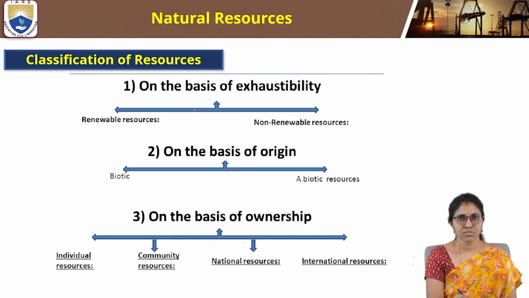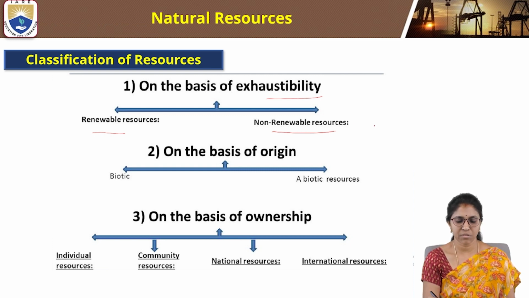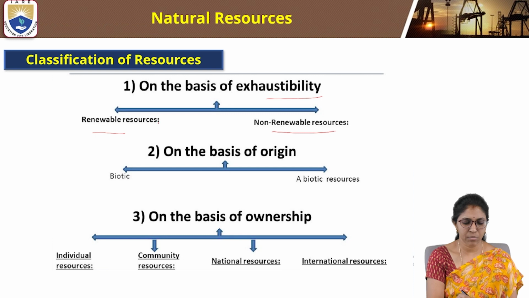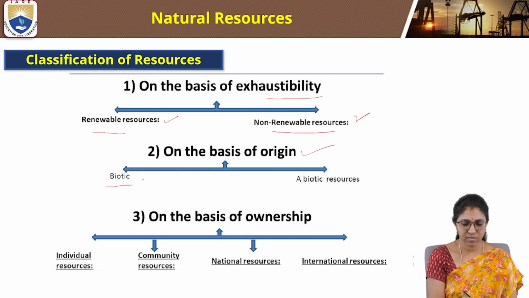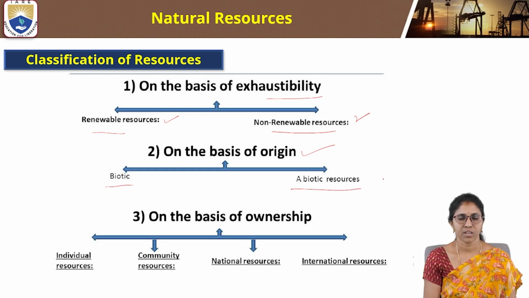The classification of resources on the basis of exhaustibility has two types: renewable resources and non-renewable resources. So three types of classification are there. On the basis of exhaustibility, natural resources are divided into renewable and non-renewable resources. On the basis of origin, they are of two types: biotic and abiotic resources.